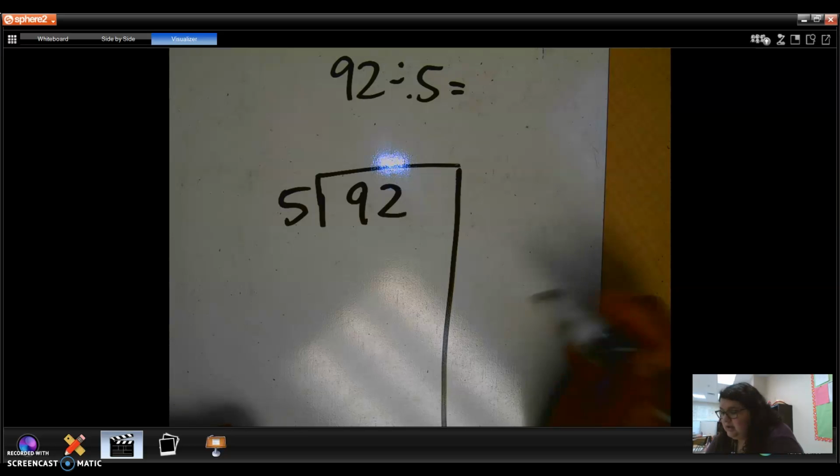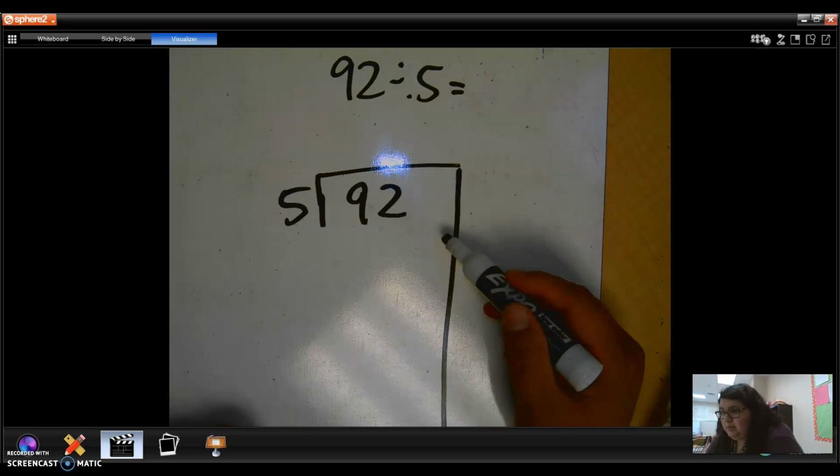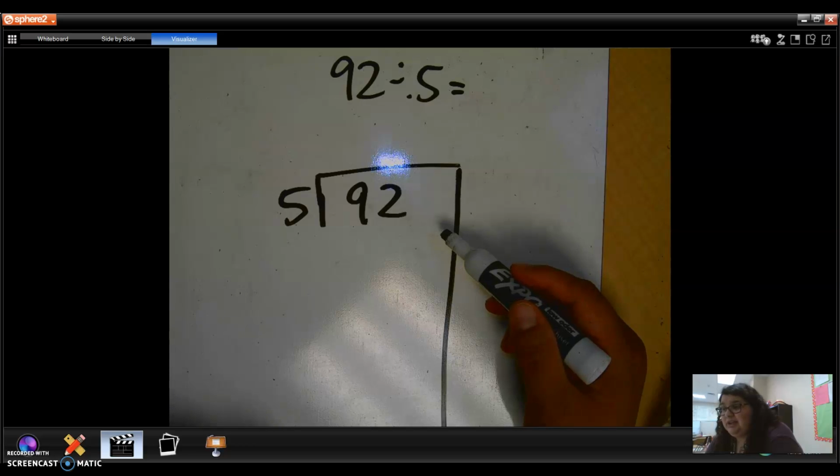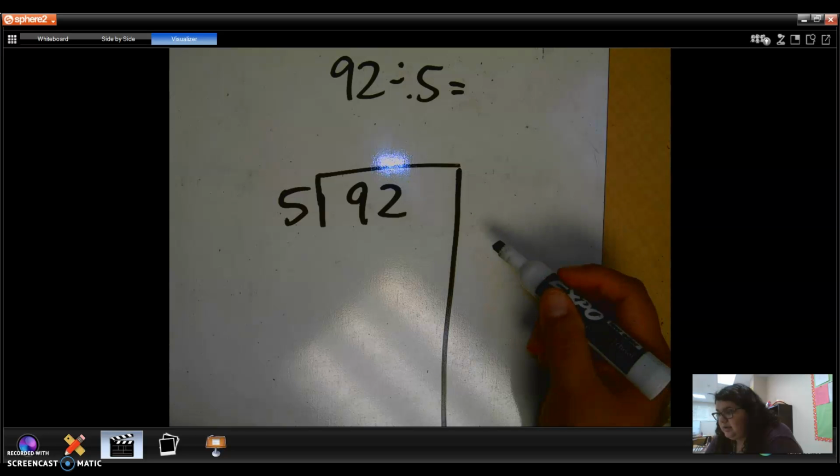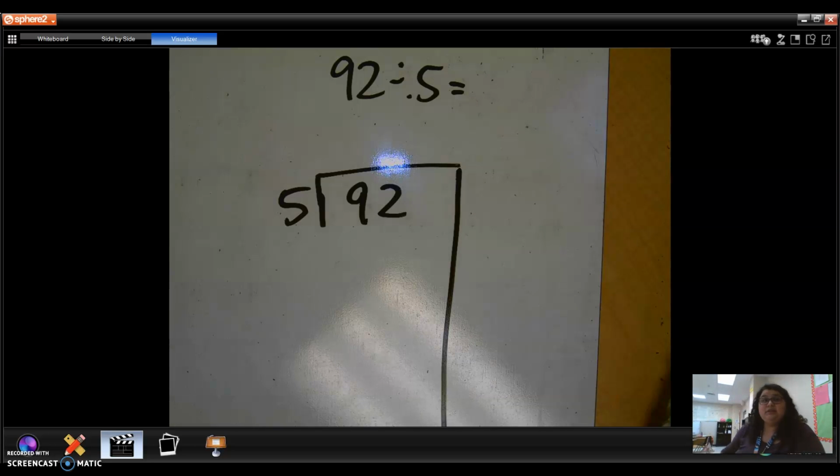Okay, so the idea behind this, once again, if you don't know your multiplication facts, you're going to struggle on this. You want to think, 5 times what will get me closest to 92? Well, I know that 5 times 10 is 50, right? So maybe if I do 5 times, let's see, 12. 5 times 12 is 60.